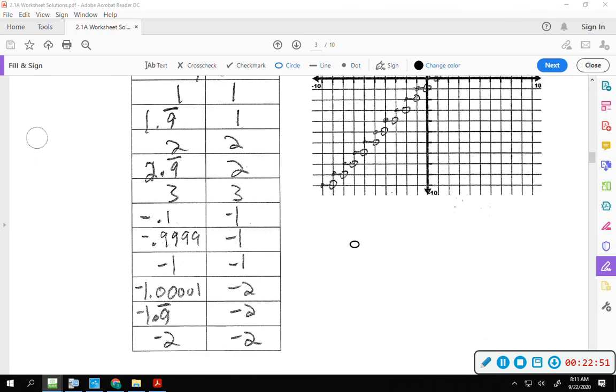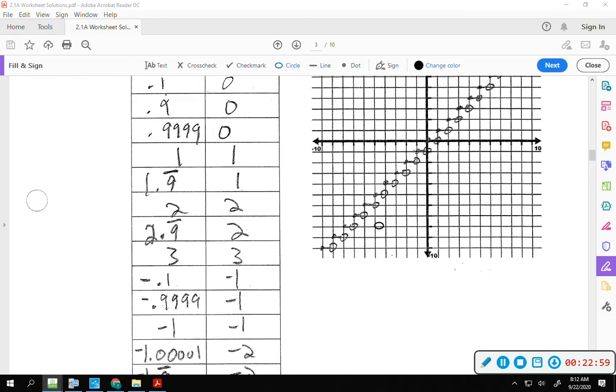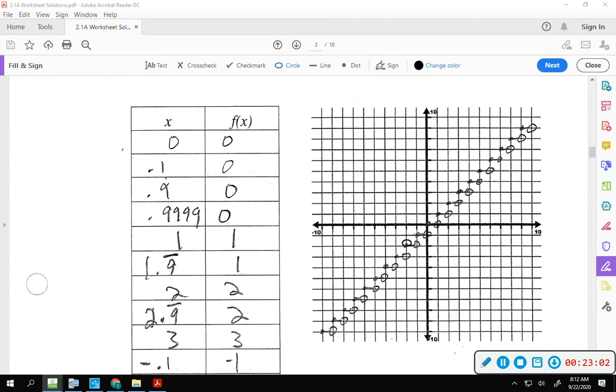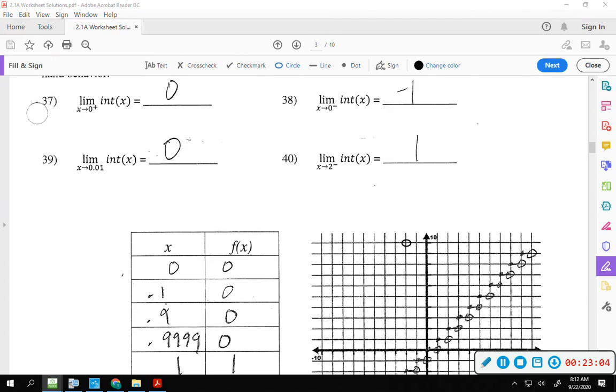Okay? So we need to know how this integer function works. It has great application in the 2 fields that we just talked about, and we should know this step function. We're going to see it again throughout this chapter. So now let's take a look.